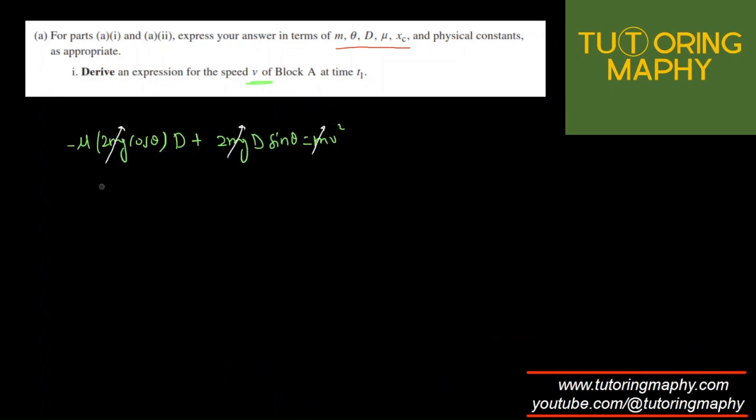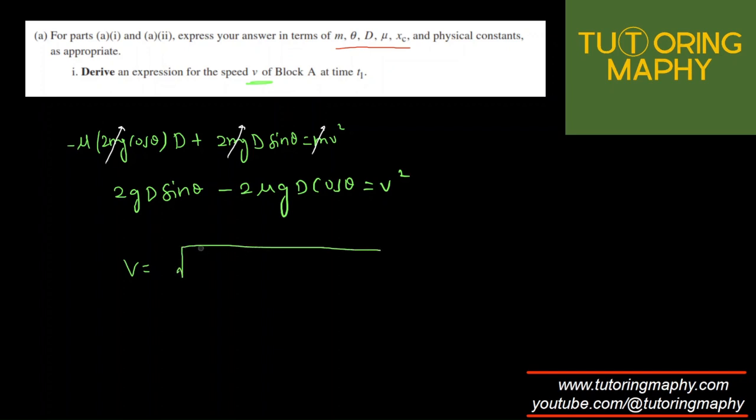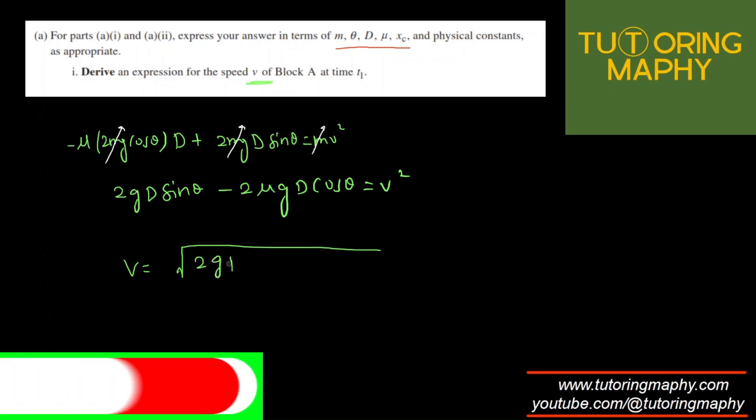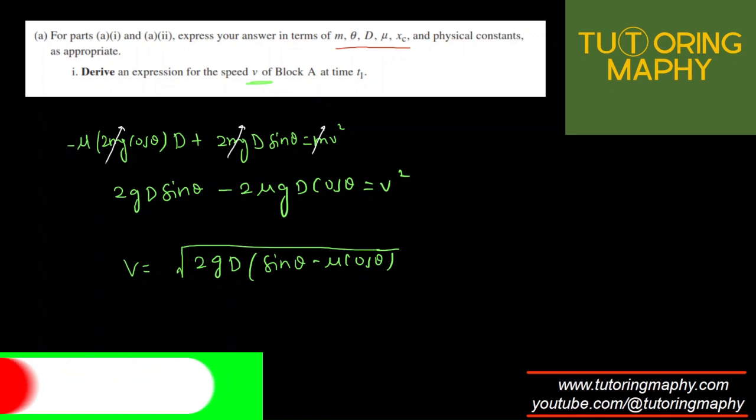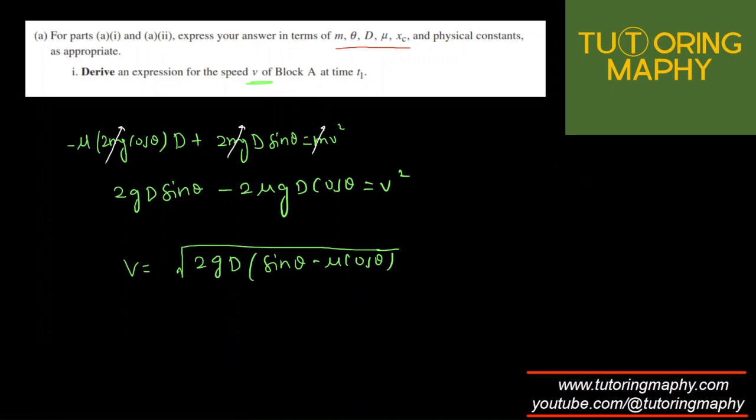So from here, if I rewrite the left side, that's going to look like 2gd sine theta, just writing this first, minus 2 mu g d cos theta is equal to v square. So the value of v comes out as square root of, and I think I can safely take 2g and d as a common factor. So I'm left with sine theta minus mu cos theta. Yes, these were all the variables we were supposed to use. So I think that will work, right? That should be our final answer. So yeah, this is what we have here.